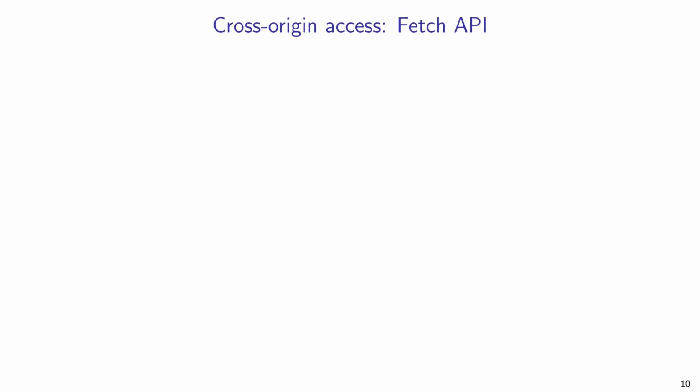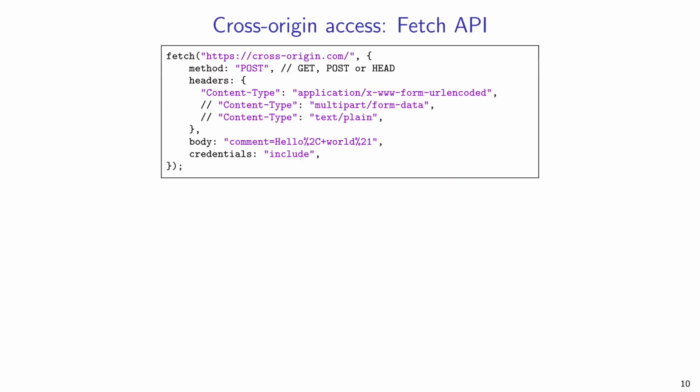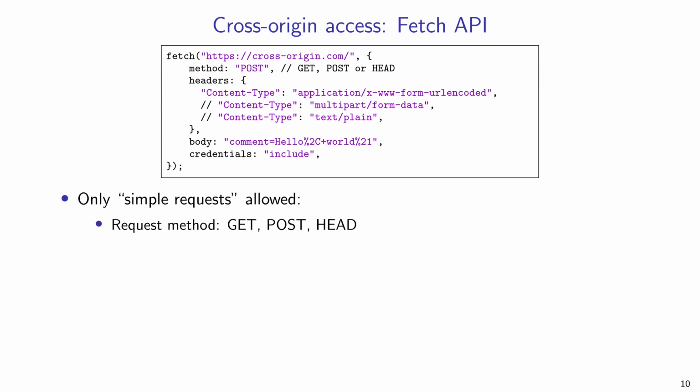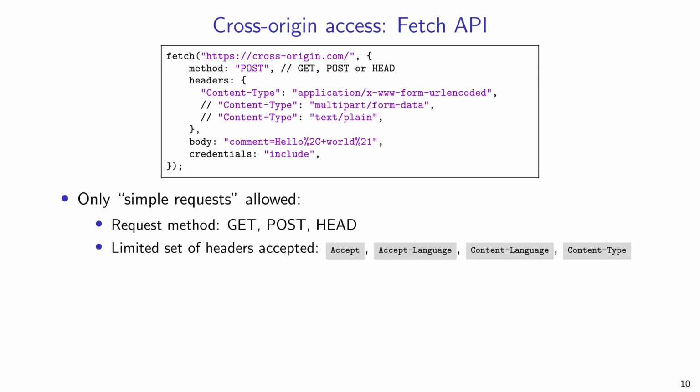Now, what is important to know is that the fetch API can also be used to perform some limited cross-origin requests, but only very limited ones. Here is an example of such a request. So for cross-origin requests, only so-called simple requests are allowed. A simple request means that the request method must be either GET, POST, or HEAD, and only a limited set of headers can be included.